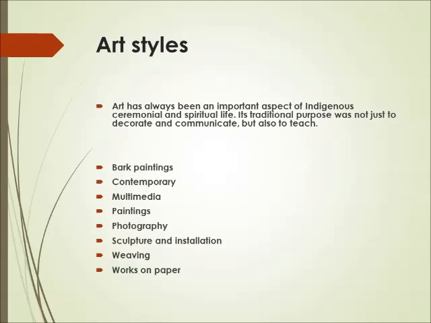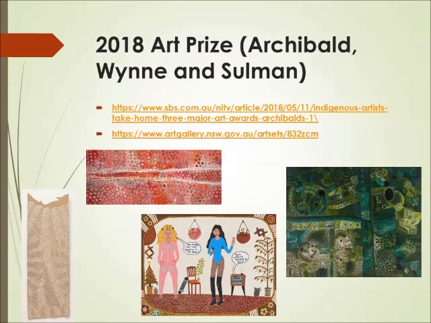So things like bark paintings, contemporary art, different forms of multimedia, paintings, photography, sculptures, weaving, and different kinds of works on paper. So some of these take traditional methods, and some of them, in a sense, draw very strongly on contemporary themes as well as contemporary methods of execution.